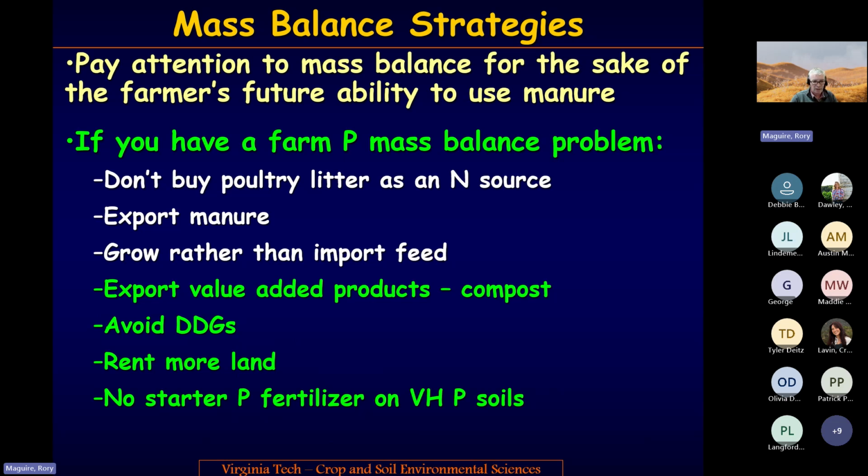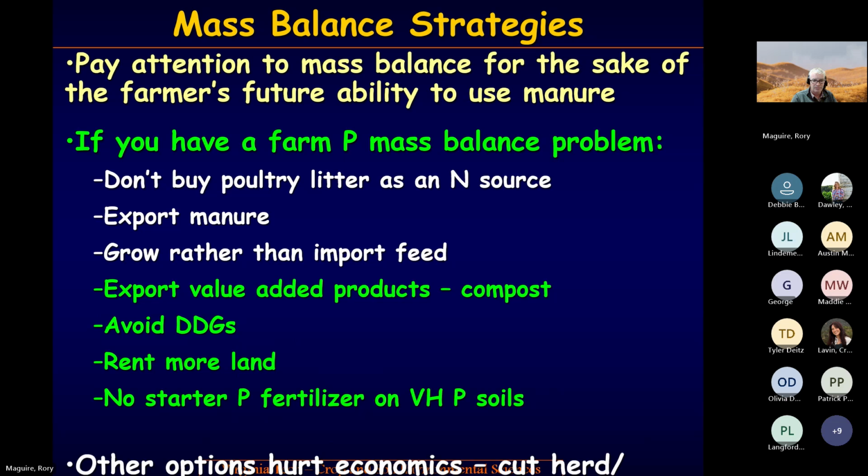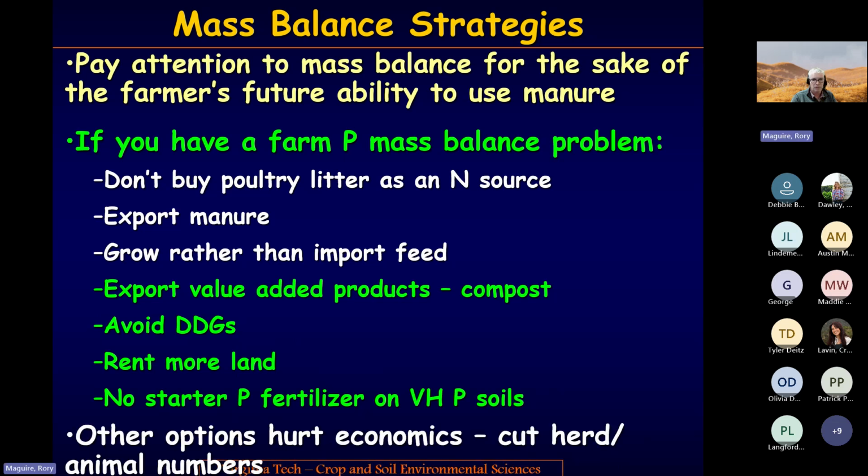Avoid dry distillers grain. We get some from ethanol plants in Virginia, and we also have the Coors plant. But dry distillers grains are basically where you take corn and take out the energy, and all of the phosphorus is left. So dry distillers grains are mostly corn with the energy taken out, and the phosphorus is concentrated. Some farmers can rent more land or spread some manure on their neighbor's farm. And there's some research to show you don't need starter phosphorus if your soil test phosphorus is above 55 parts per million. Other options for economics, and you certainly don't want to do that to farmers you're dealing with.